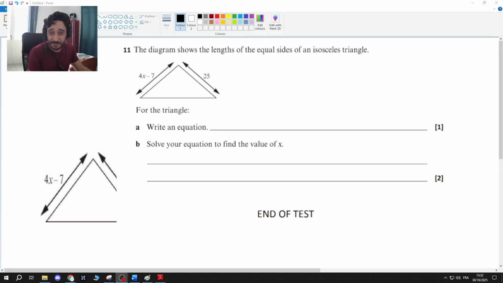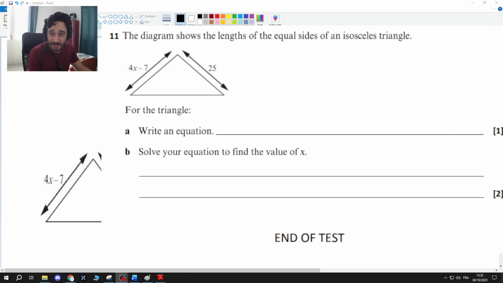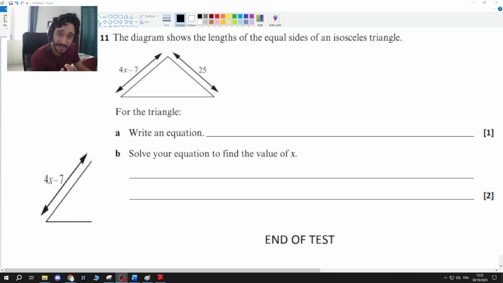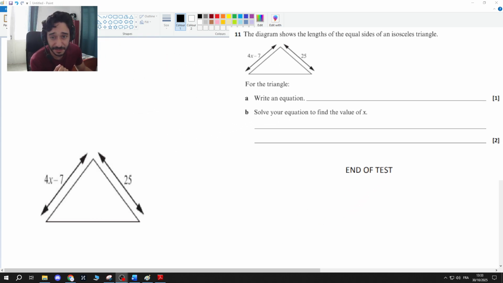And I'm going to enlarge this for a while. So it says the diagram shows the lengths of the equal sides of an isosceles triangle. And basically what it's saying is this triangle has two equal sides. Now we called this side 25 and we called this side 4x minus 7. What does that mean? I don't know exactly what this side is equal to. Well, but I do. But I'm just going to call it 4x minus 7.